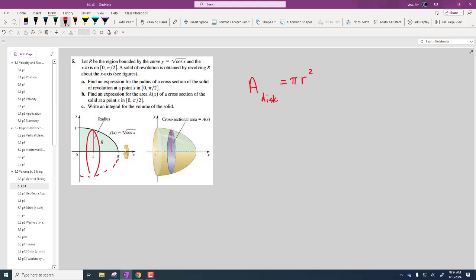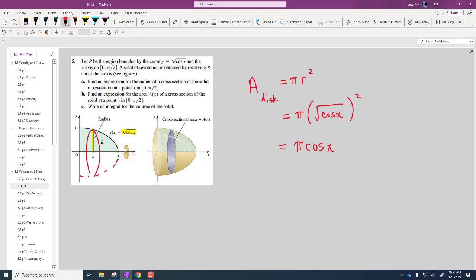Now the function that's being used here is root cosine x. That is acting like the radius of the disk. So root cosine x is measuring the distance from the x-axis up to this curve. Well, that's the radius of the disk. So when we find the area of a generic disk here, it's going to be pi times the function root cosine of x, quantity squared. So we're going to get pi cosine x. That is the area of the disk at x.